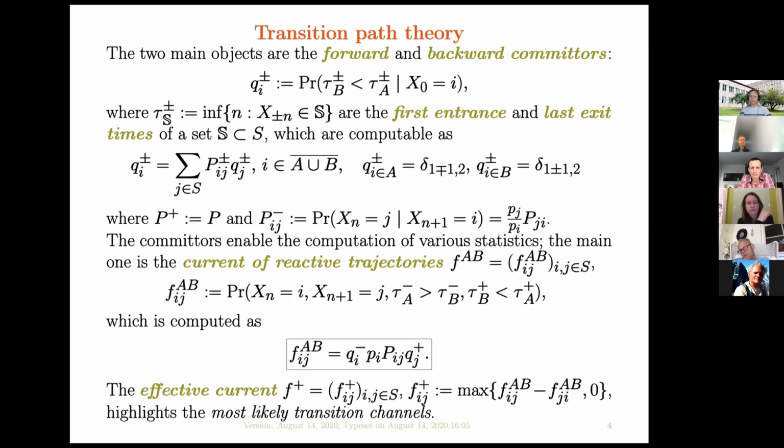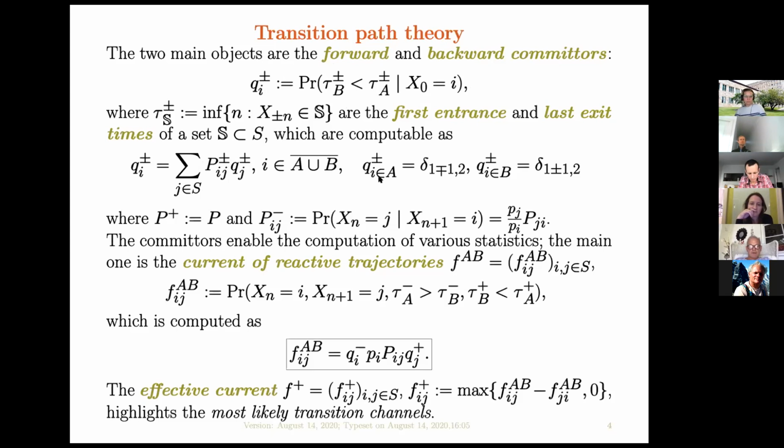And the backward committer would say that starting in I, we come first from A and not from B. So this is a way to make this idea formal. The point here is that the committers, which we need to compute other things, are computable directly from the transition matrix through these expressions.